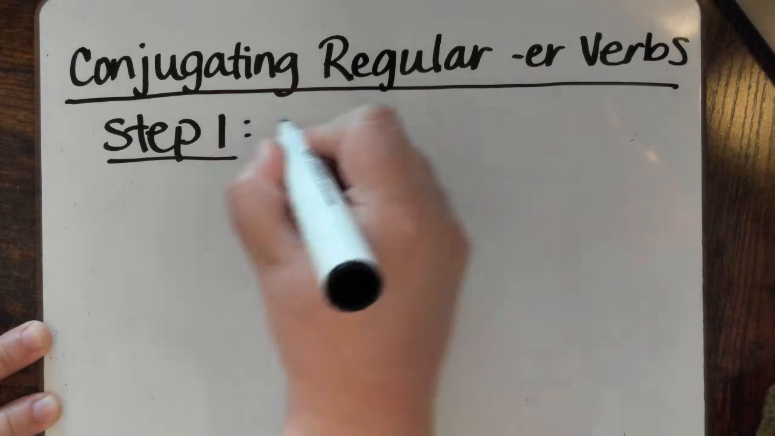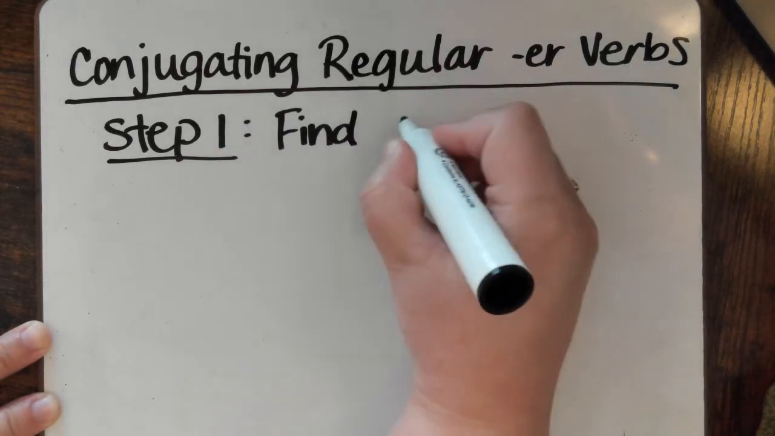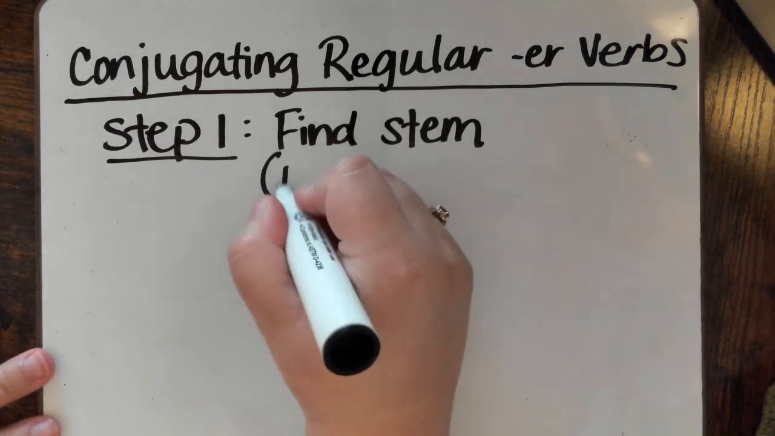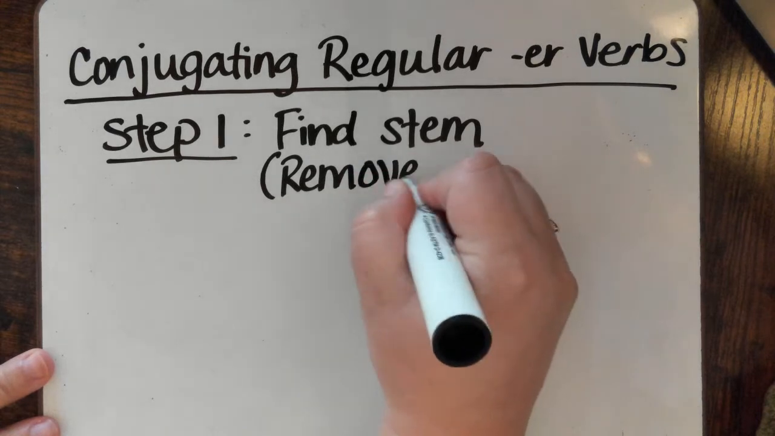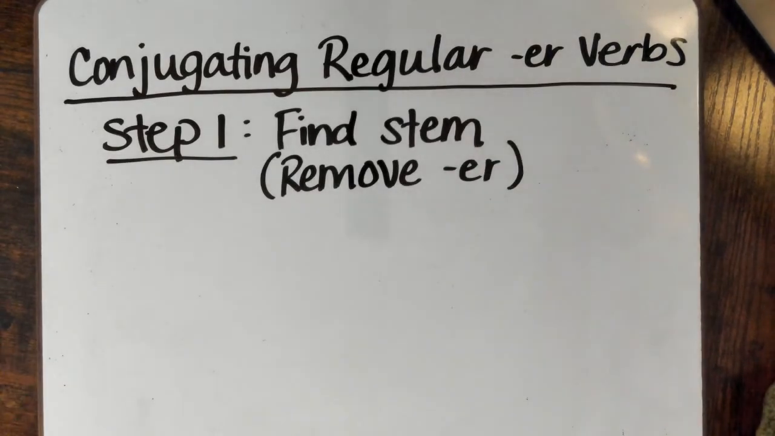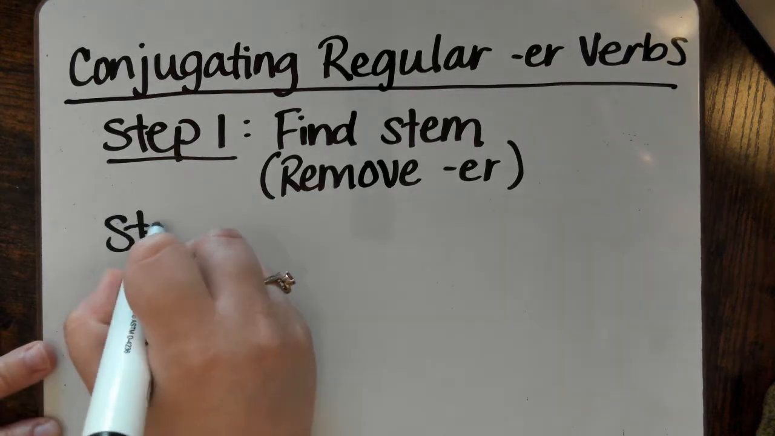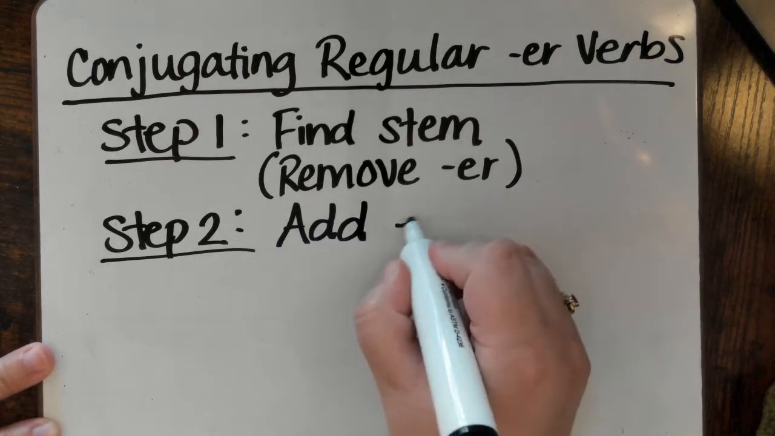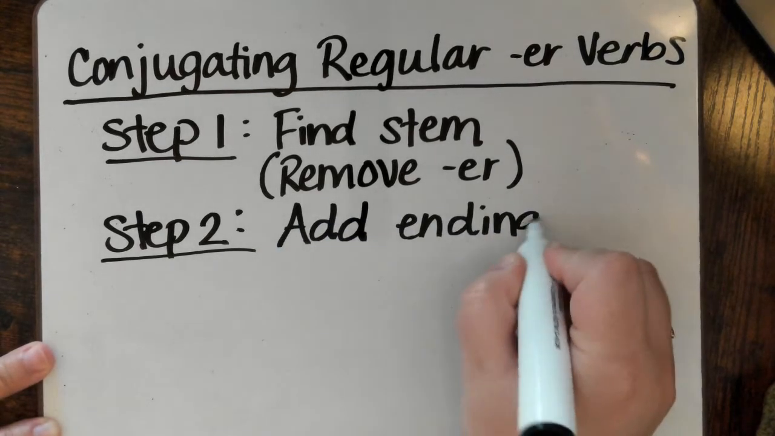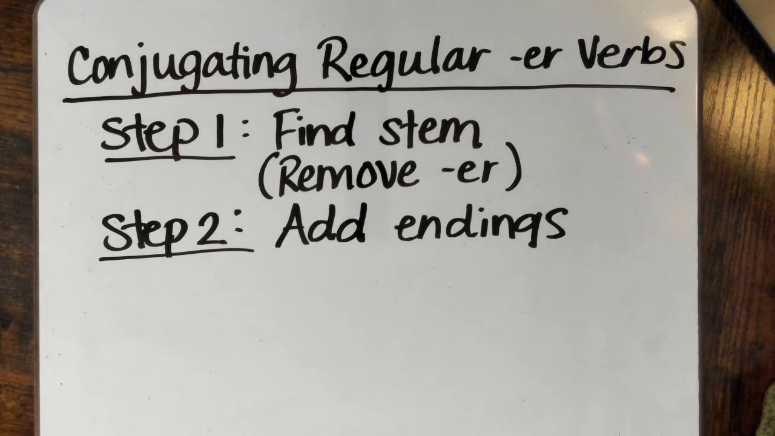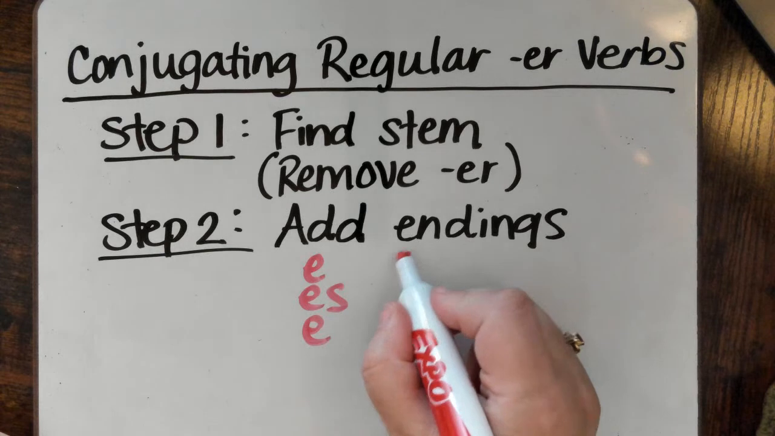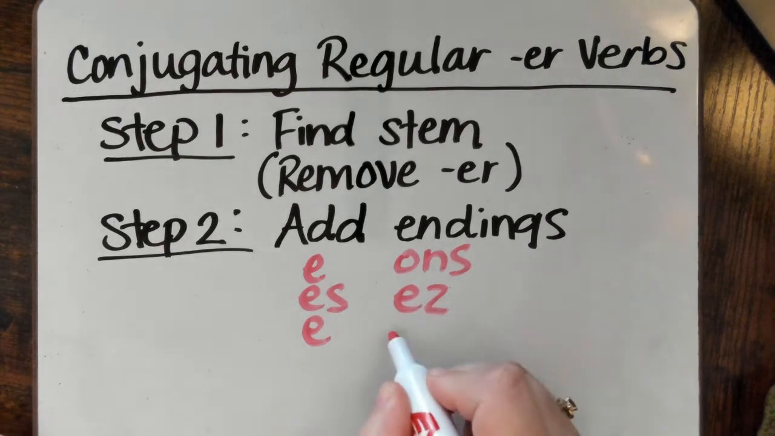Step 1 is find the stem. And to find the stem, you remove the ER from the infinitive. Step 2 is add the endings. And in order to add the endings, you need to know what the endings are. So our endings for ER verbs are E, ES, E, ONS, EZ, ENT.